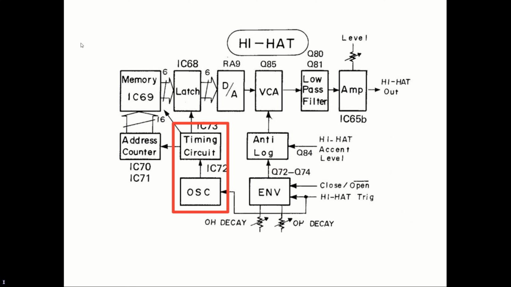The oscillator and the timing circuit defines the sampling rate that is used for reading out data from the non-volatile memory. And it also generates clock signals to provide timing signals for the address counters and the output latch.